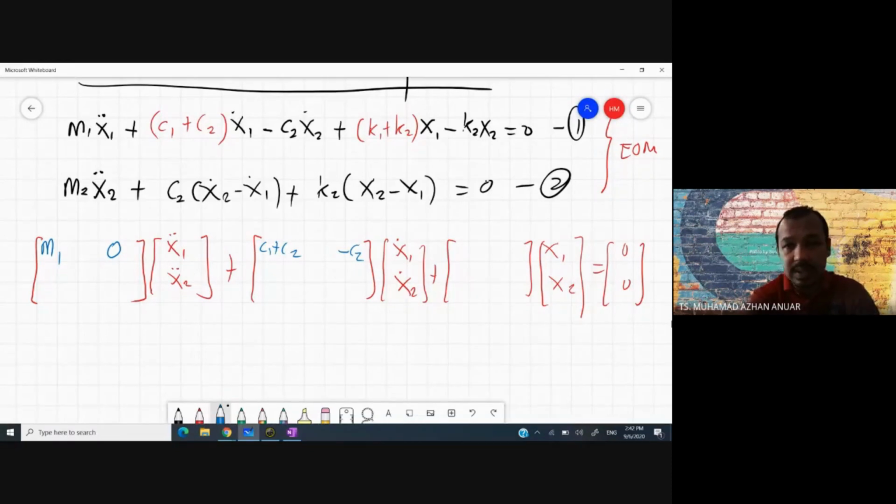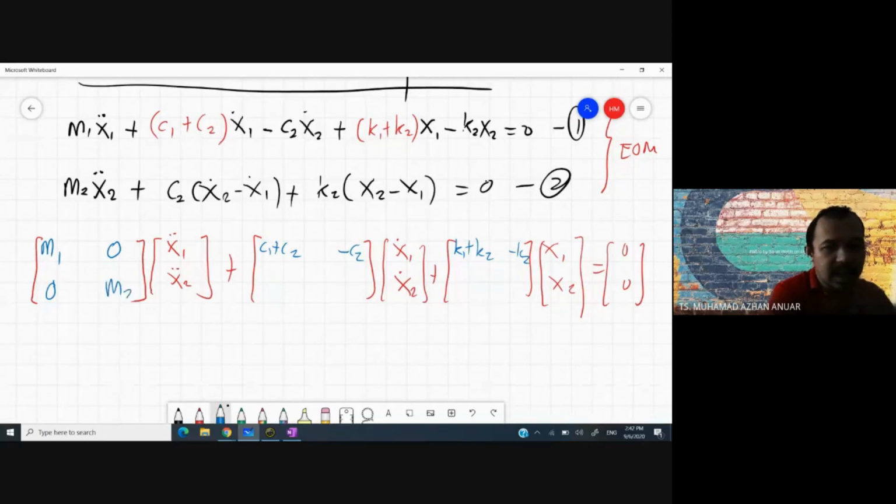And for X1, for K, you get K1 plus K2, and then this is minus K2. That is for the first equation. For the second equation, you don't have any terms for X double dot 1, so this is 0, and this is M2. For X dot 1, you get minus C2 because this is minus here, and for X dot 2 you get C2. Then for X1 you get minus K2, and for X2 you get K2. So this is our matrix representation for the same equation of motion.